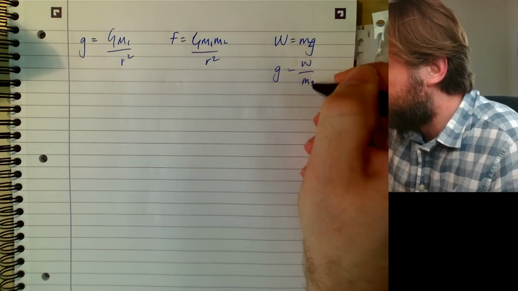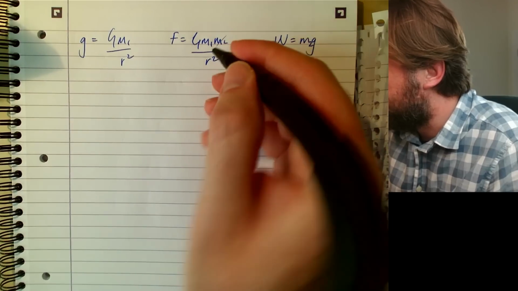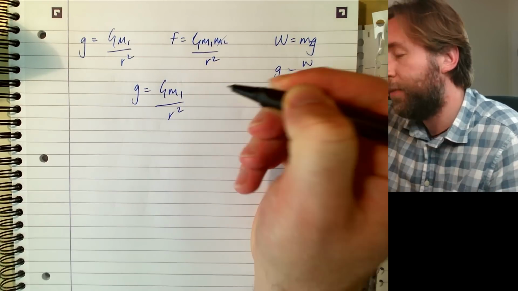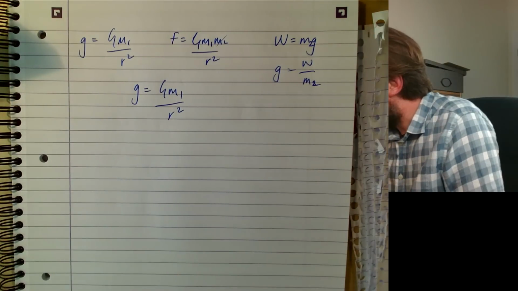Follow that? So divide this by this, just cancels that one out. G equals GM1 over r squared. Okay, they're asking you to be able to do that.